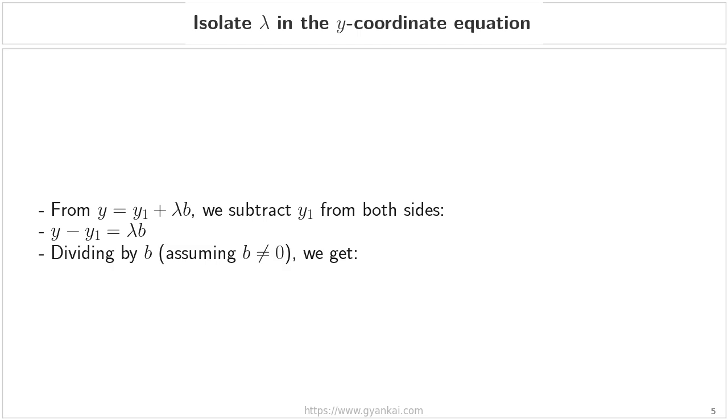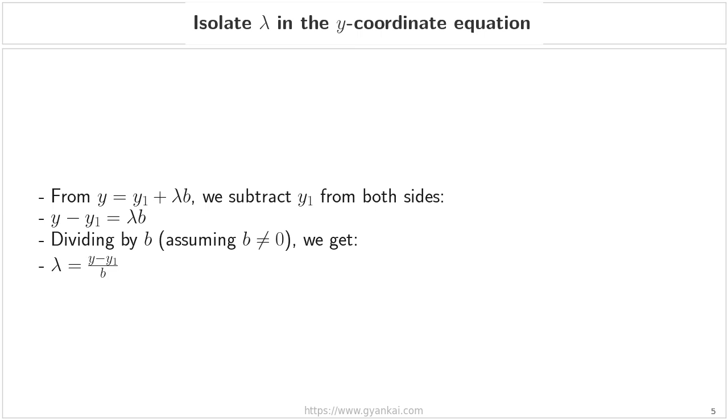Finally, assuming that b is not equal to 0, we can divide both sides by b. This gives us an expression for lambda, where lambda equals the quantity y minus y sub 1 all over b. We'll perform this exact same process for the z-coordinate in the next slide to complete our derivation.